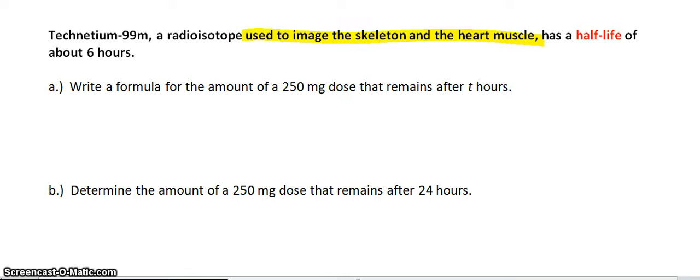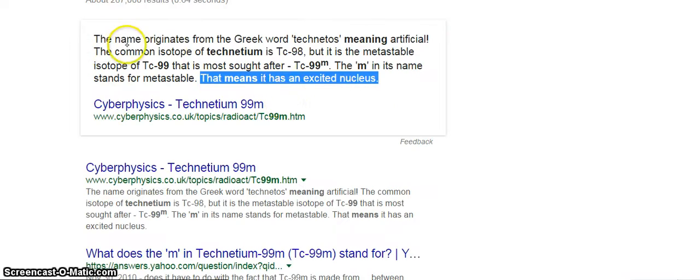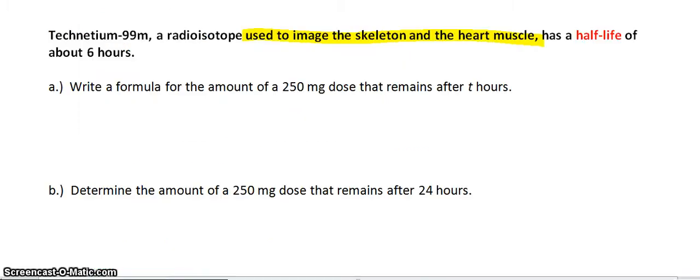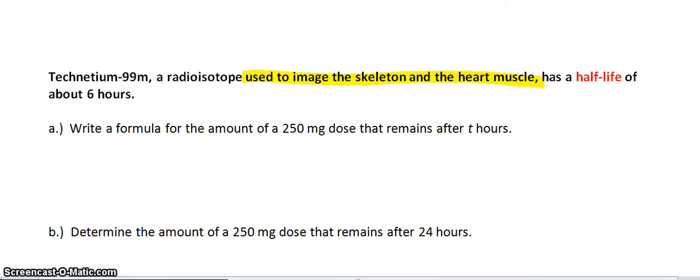When I was reading these problems, I was very curious what the M stood for, so I Googled it. There's all this other stuff talking about technetium, but the M stands for metastable, which means it has an excited nucleus. So again, I don't know a lot about this. Please ask your science teachers more and let me know. But I am going to show you what half-life means and how to solve problems. So if you're in the medical field or you're studying elements or science or whatever it is you're doing, you have the math skills to back it up.